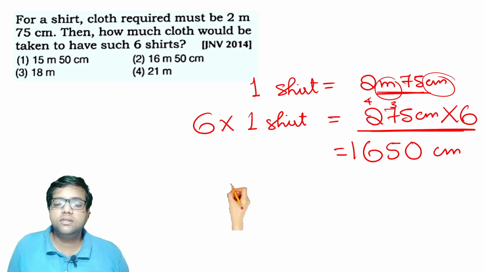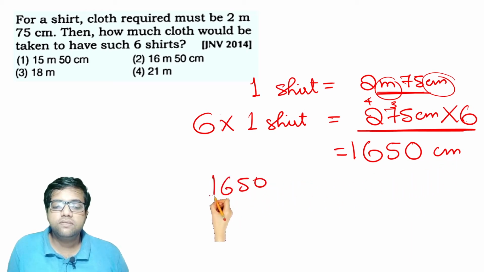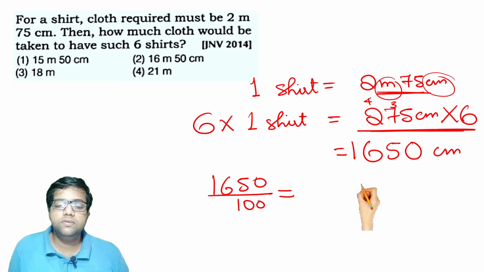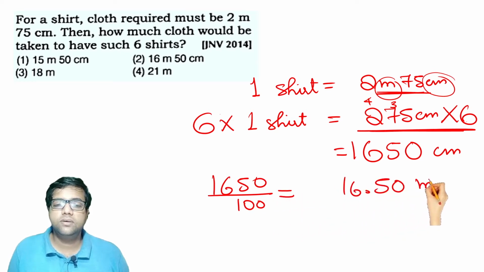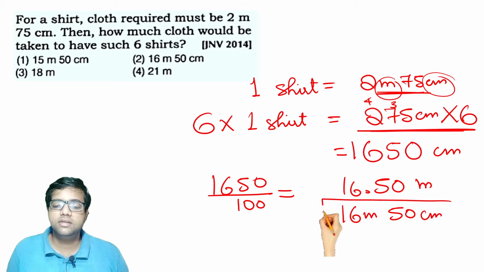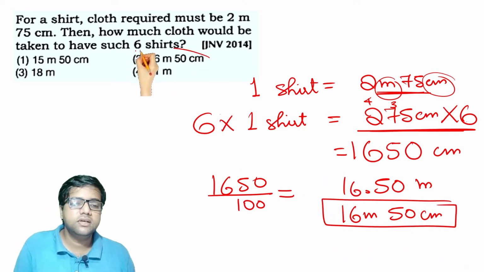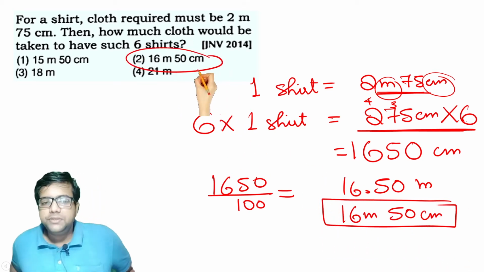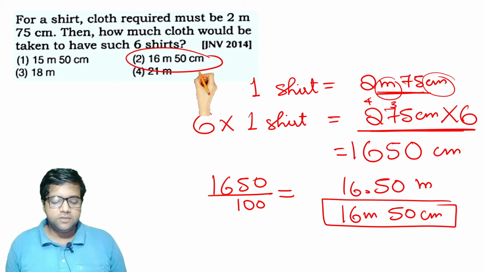In order to convert that into meters, 1650 divided by 100, you will get 16.50 meters. Or this can also be written as 16 meters and 50 centimeters. So 16 meters, 50 centimeters. Option 2 is the right answer for this question.